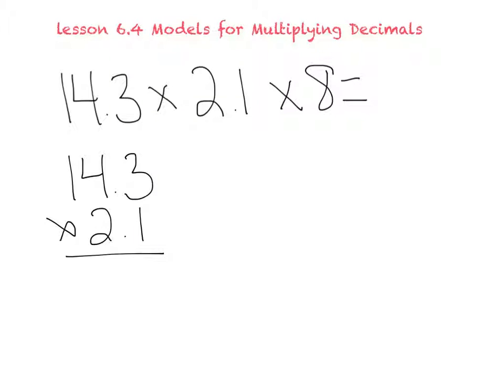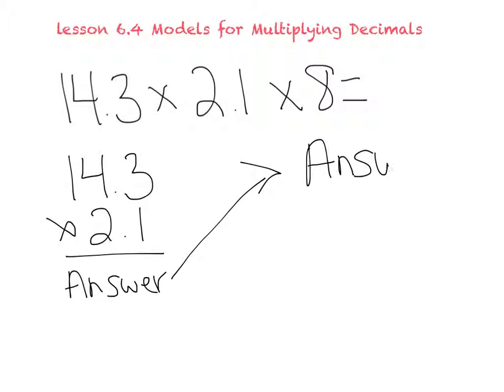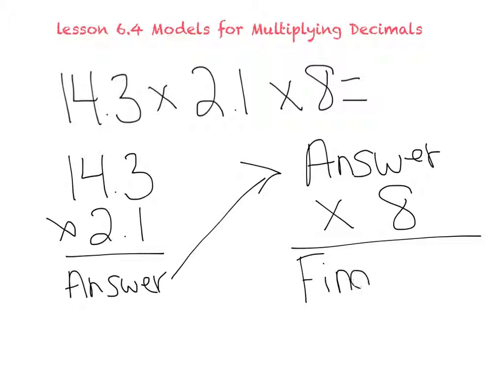And when I get my answer right here, I'm going to take my answer and I'm going to multiply it by my last digit, which in this case is the 8. And when I'm done multiplying that out, this is my final answer. And you'll see then at the end, this is going to be your answer for this entire problem. You'll put it right here.